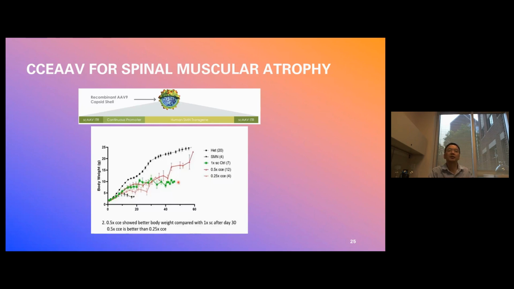And this has been confirmed in multiple studies. We used factor 9, and we used other reported genes, and it all shows that in the same situation, the CCE vector always has higher gene expression than the self-complementary vectors.